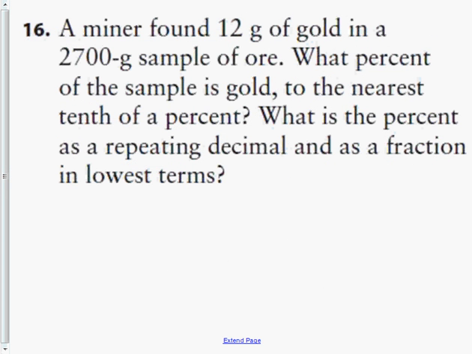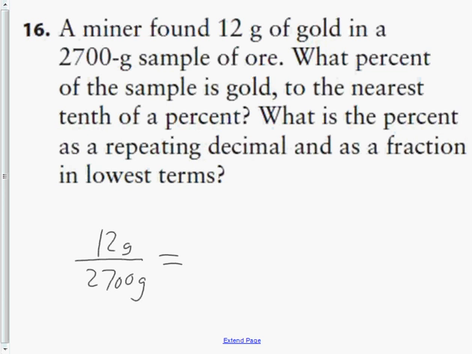And finally, question 16 says, a miner found 12 grams of gold in a 2,700 gram sample of ore. What percent of the sample is gold? So again, just like the last question, the whole sample of ore has 2,700 grams in it. And of that 2,700 gram sample of ore, 12 out of the 2,700 grams are gold. So this is really a fraction, 12 out of 2,700.